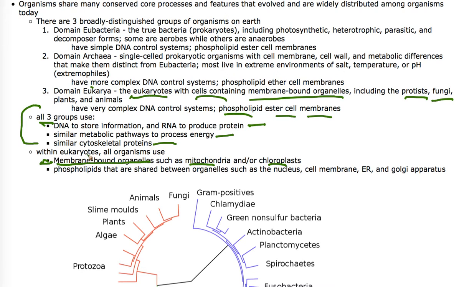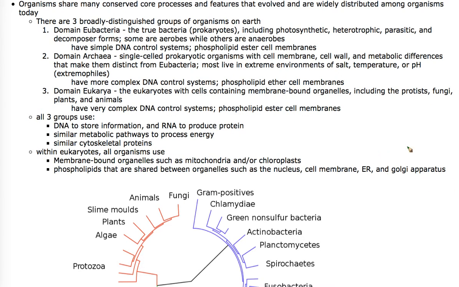By the way, I want to point out, all eukaryotes have mitochondria, all of them. Plants, animals, everything. You can't live without mitochondria if you're a eukaryote. Plants also have chloroplasts to feed their mitochondria. You're going to eat lunch to feed your mitochondria. The phospholipids that we were talking about before with the ester linkages are shared not just in your cell membranes, but also your nucleus is surrounded by a phospholipid membrane, your cell membrane is a phospholipid membrane, and so is the ER and the Golgi apparatus.